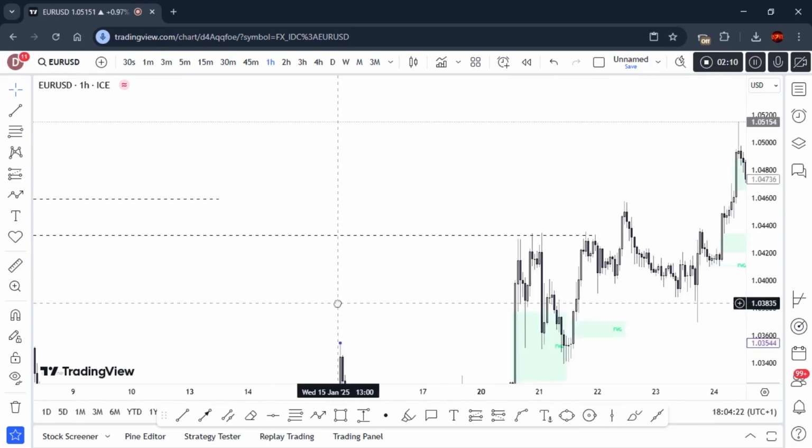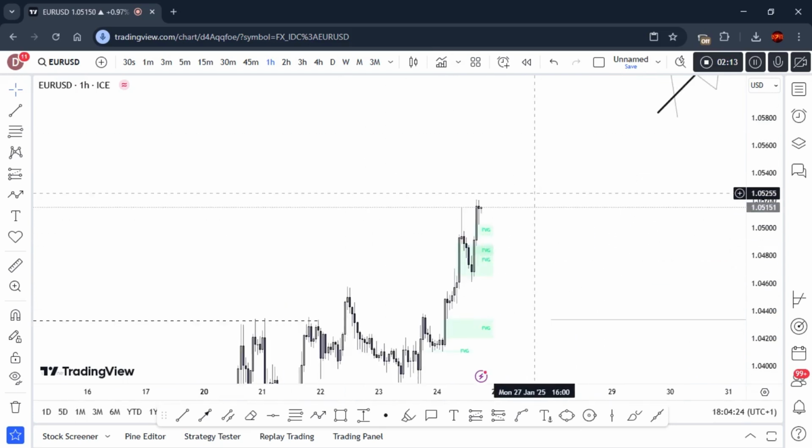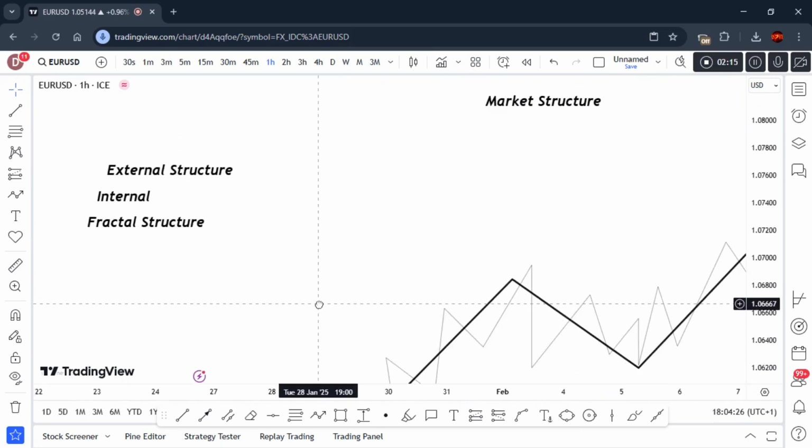So the overall thing you should take notes of is that we have three types of structures. The first is the external structure. It gives you the overall bias, the scope, the overall identification of where price is heading. Is it in an uptrend? Is it in a downtrend?